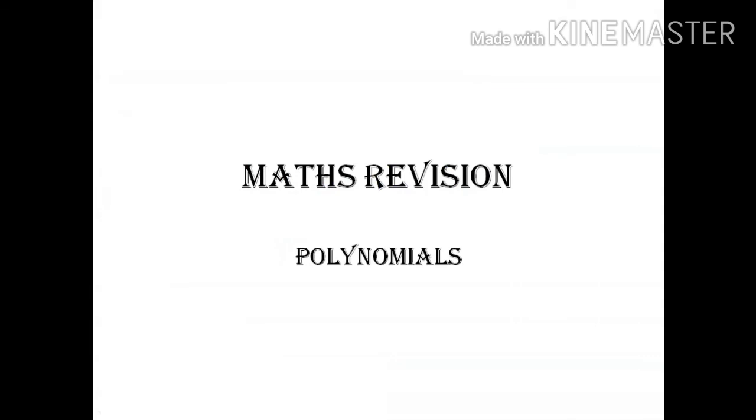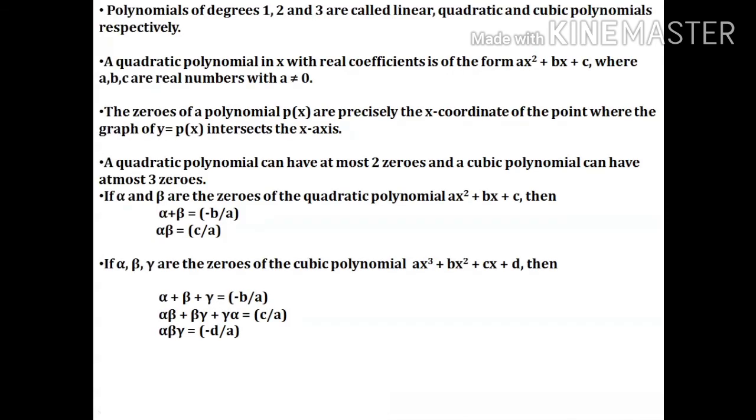The next chapter is polynomials, the first chapter which you learnt in the month of June. Let's see. Polynomials of degrees 1, 2 and 3 are called linear, quadratic and cubic polynomials respectively. A quadratic polynomial in x with real coefficients is of the form ax square plus bx plus c, where a, b, c are real numbers. Now, the zero of a polynomial is the x coordinate of the point where the graph of y equals p of x intersects the x-axis. So you should know the shape of the graph when you draw a particular quadratic equation.